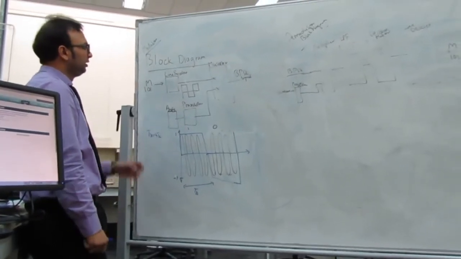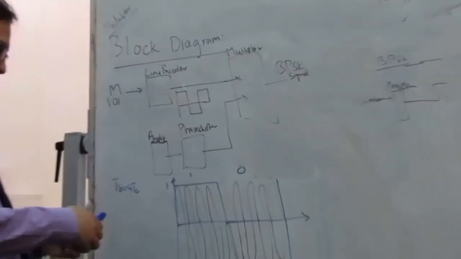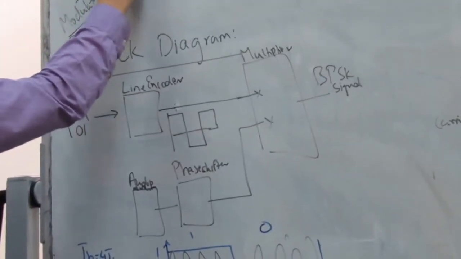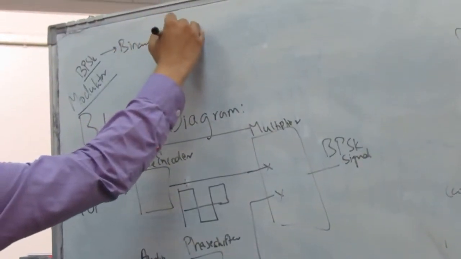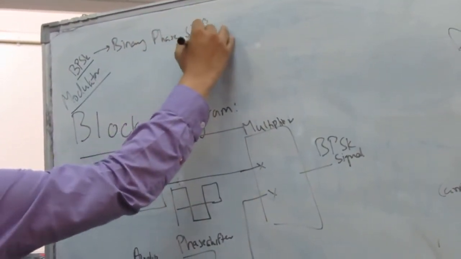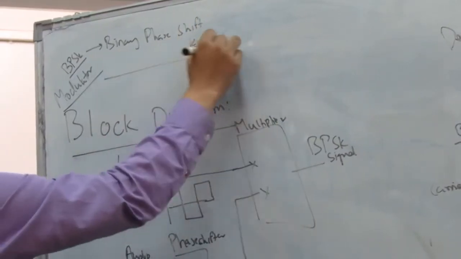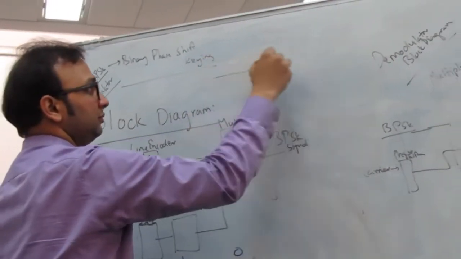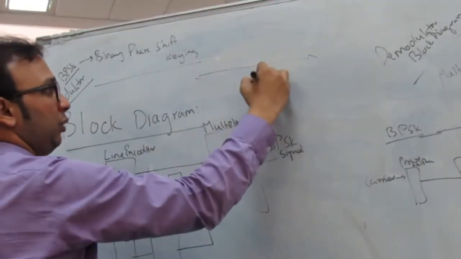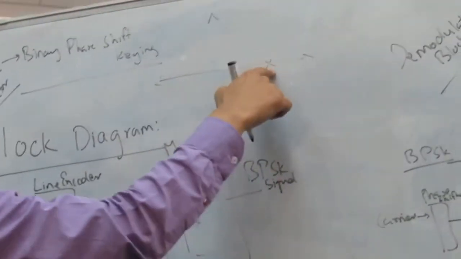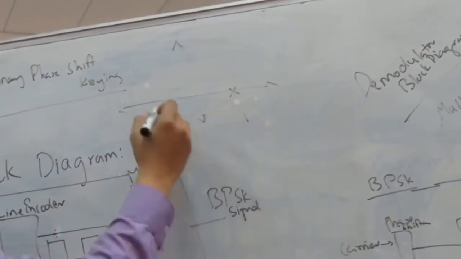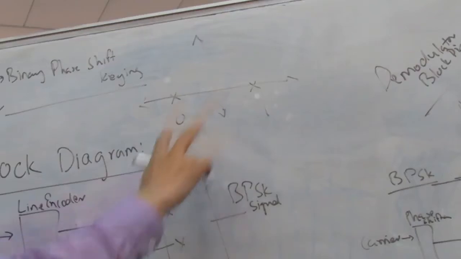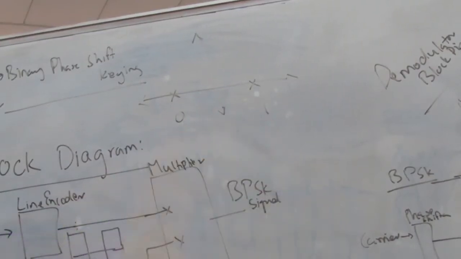Okay, so we look at the modulator block diagram, and this is a BPSK modulator, which is binary phase shift keying. In other words, there will be two phase changes. If you look at the constellation diagram, whenever it's a 1, the phase of the carrier is 0. Whenever it's a 0, the phase is 180. So there are two phases representing 1 and 0.